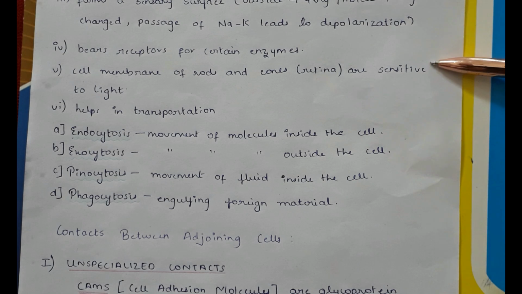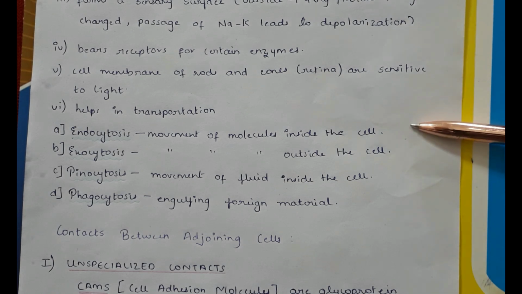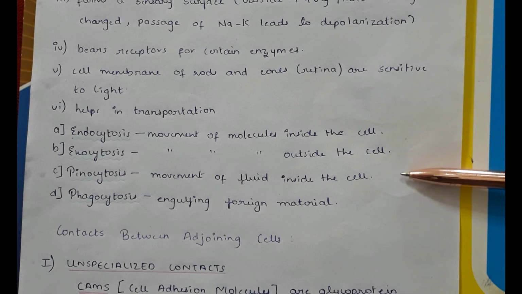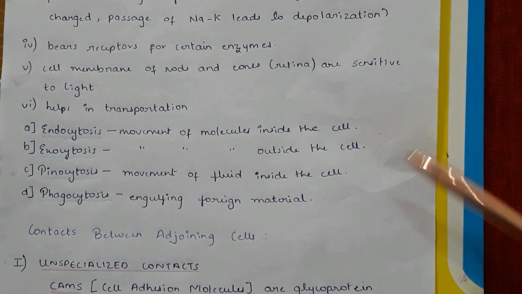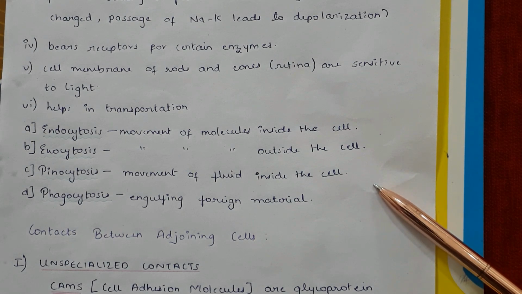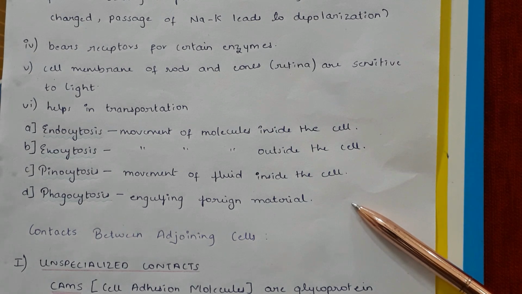Bears receptors for certain enzymes. The cell membrane of rods and cones in the retina are sensitive to light, also helps in transportation. Endocytosis is movement of molecules inside the cell. Exocytosis is movement of molecules outside the cell. Pinocytosis is movement of the fluid inside the cell. Phagocytosis is engulfing foreign material.